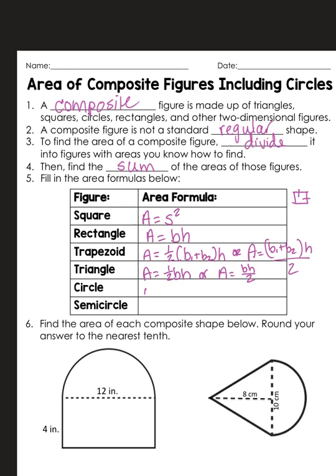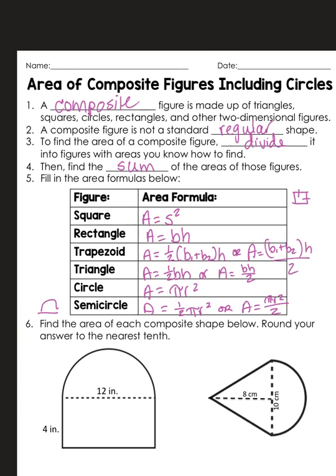So area of a circle is area equals pi r squared. And a semicircle is half of a circle. So that means we're going to say that it's 1/2 pi r squared, or you can say area equals pi r squared divided by 2. Either one of those will work.